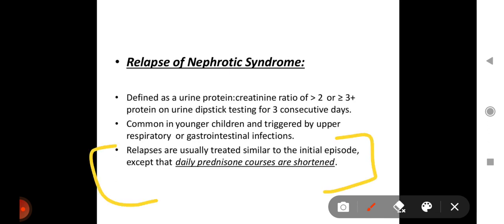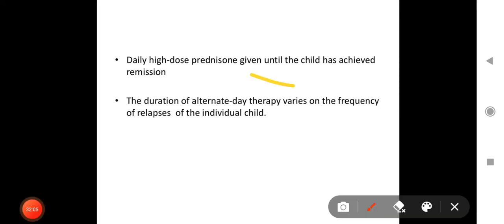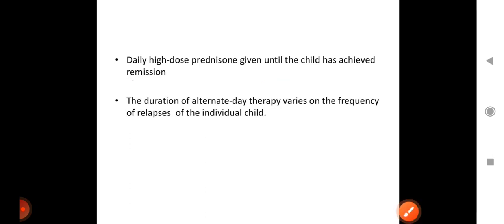Now, in this case, you should not give prednisolone for 6 weeks like in the initial episode, but here we can shorten the course of daily prednisolone. Daily high dose prednisolone is given until the child has achieved remission. So if for 3 consecutive days the urine dipstick is less than 2 plus, then we can tag the child as in remission and we can stop giving the daily dose of prednisolone. The duration of alternate day therapy varies depending on the frequency of relapses in an individual child.